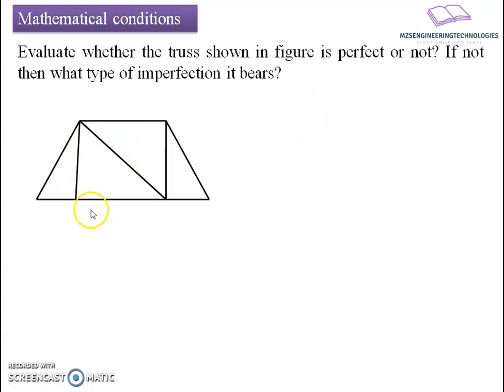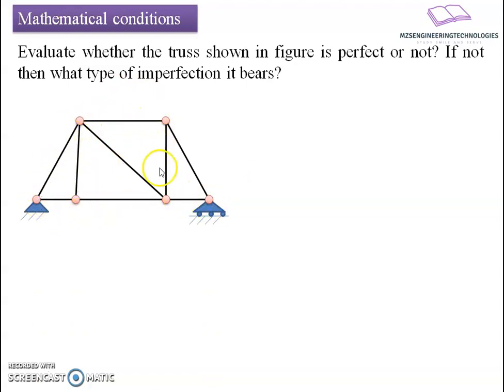The structure given is like this, having a support system. One end is hinged, and the other end is supported by a roller. Now what is our job? To identify whether it is perfect or imperfect. For that, let us define how many joints there are.